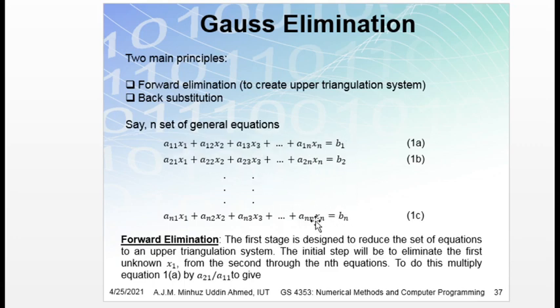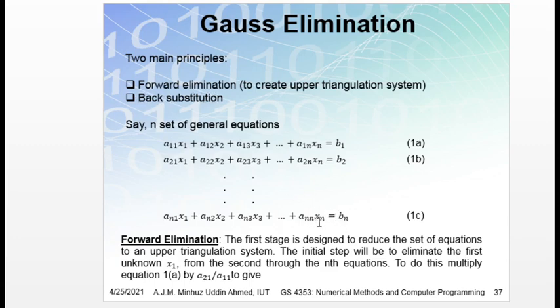In the last equation, what will happen? All the coefficients except the coefficient of xn will be 0, and this new ann multiplied by xn will equal a new bn. From this upper triangular system, we'll get the original solution using back substitution, as you can see.